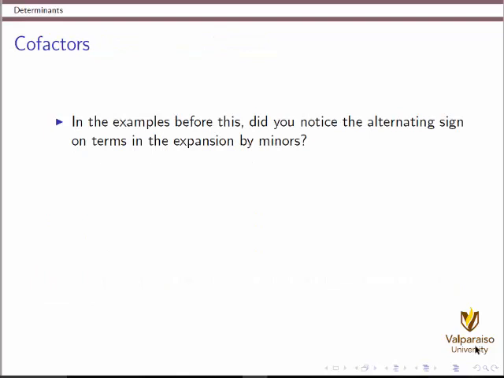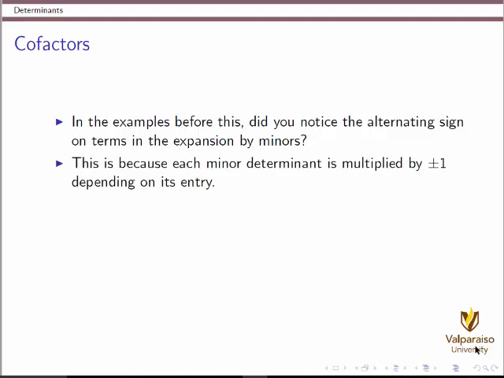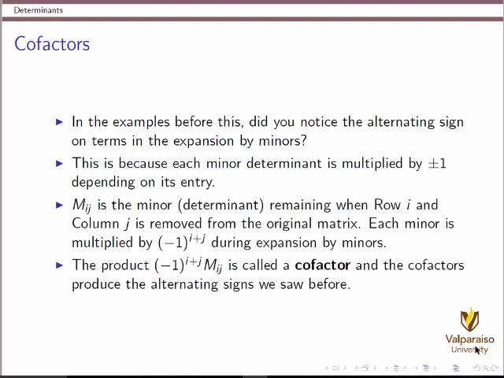So remember that that middle term was a minus in that big expansion of the 3 by 3 determinant. The terms went plus, minus, plus. They were alternating. And that's because each term ends up multiplied by either a plus or minus 1, and which one you pick depends on where it sits, what its entry is.